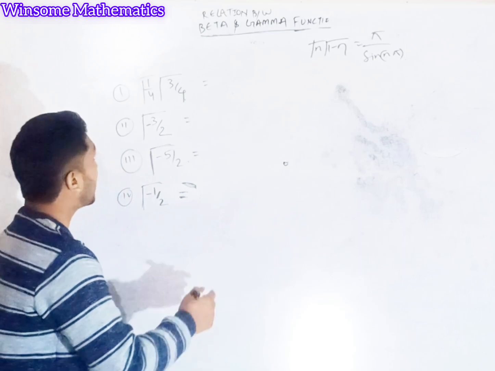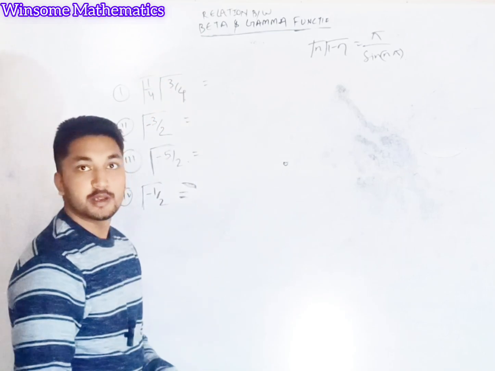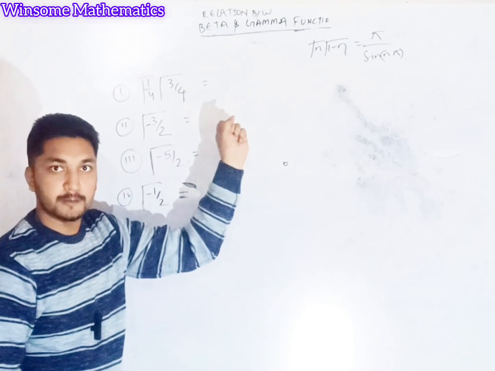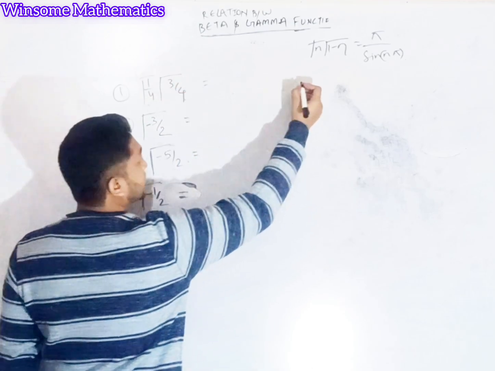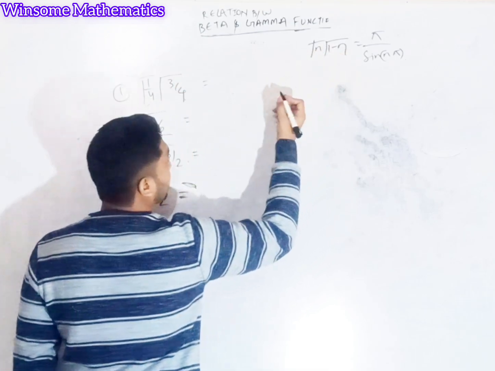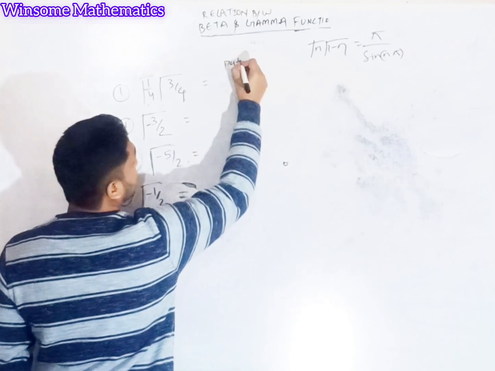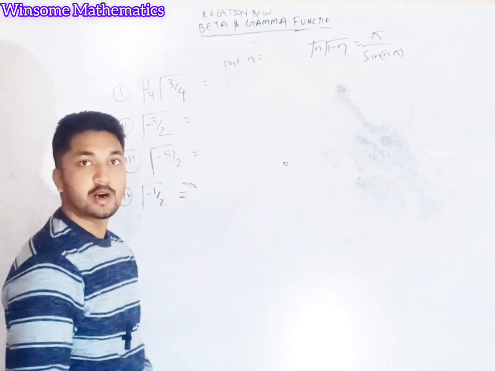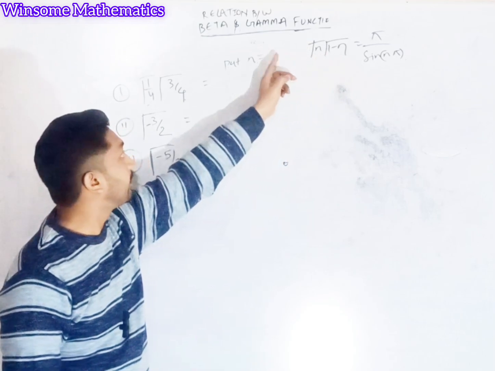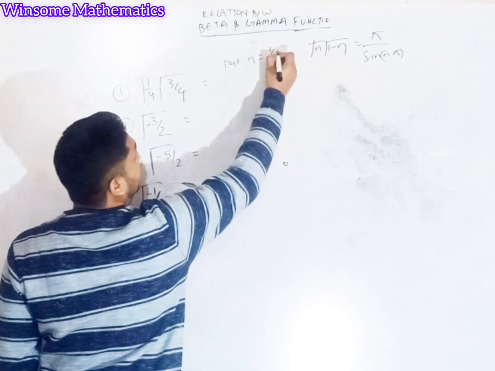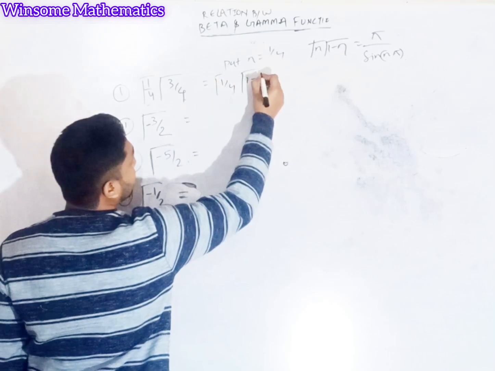Now think that we have to solve gamma 1 by 4 into gamma 3 by 4. So this is multiplied. To frame these terms, gamma 1 by 4 and gamma 3 by 4, by using gamma n into gamma 1 minus n, what we will do is simply put n equal to, now think what we will put here, n is equal to 1 by 4. So when we put n is equal to 1 by 4, this is gamma 1 by 4, and this is gamma 1 minus 1 by 4.